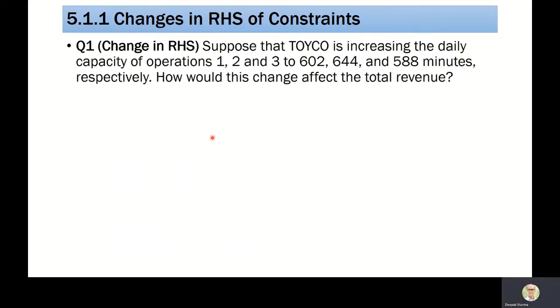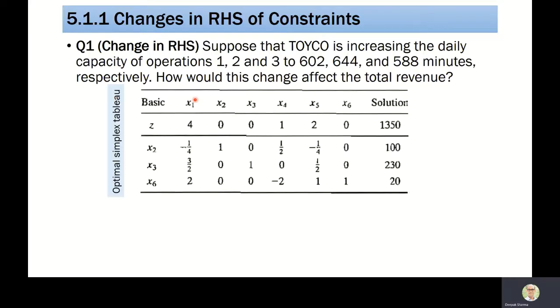Now let us understand this post-optimality with the help of some questions. Question 1 is change in the right hand side. Suppose that TOYCO is increasing the daily capacity of operations 1, 2, and 3 to 602, 644, and 588 minutes. How would this change affect the total revenue? First of all, while changing this, we have to see how it is going to affect our solution. This is the optimal simplex table that we got after solving the TOYCO problem.